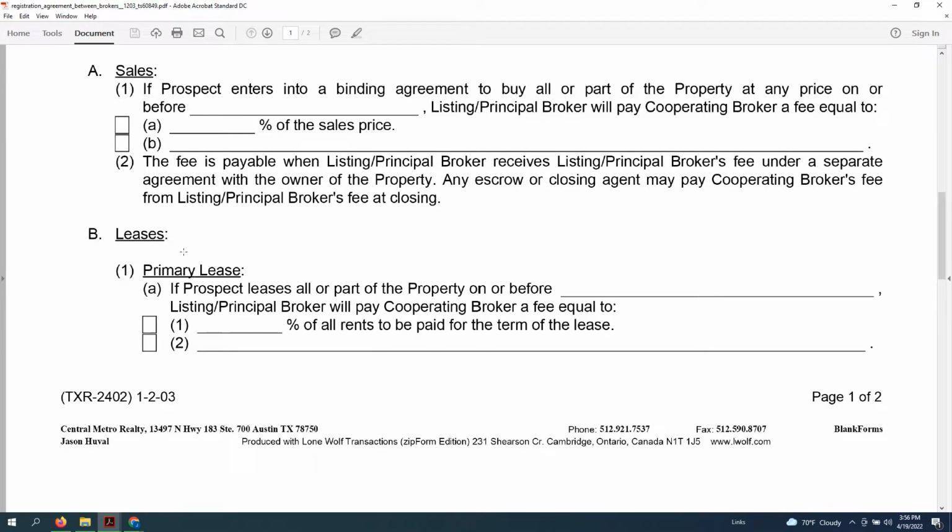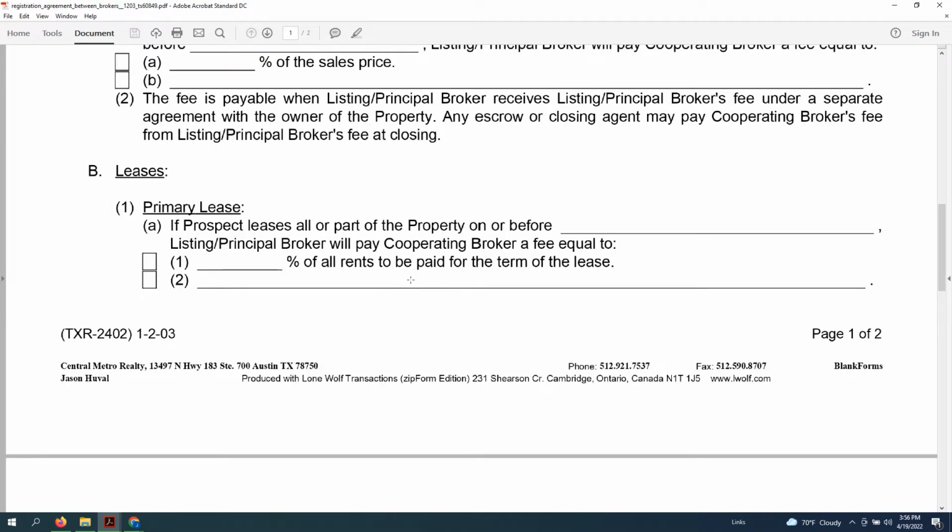Similarly, from sales, we have leases. And so if prospect leases all or part of the property on or before, and then again, this may be pushed out a little bit.